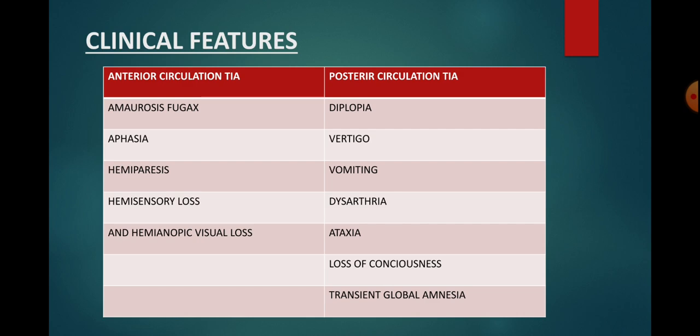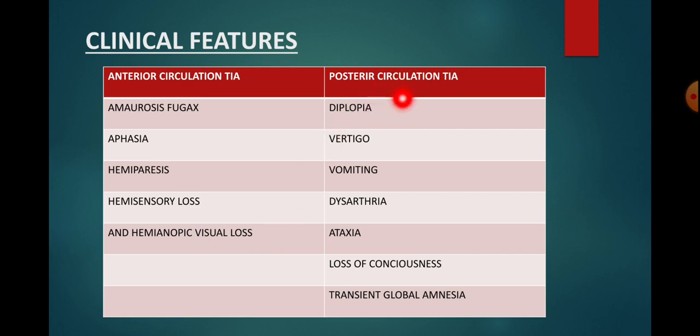So anterior circulation TIA features are amaurosis fugax, aphasia, which is the absence of speech, hemiparesis, where there is weakness on one half of the body, hemisensory loss, where there is loss of sensation on one half of the body, and hemianopic visual loss, where there is loss of vision on the same side of both eyes.